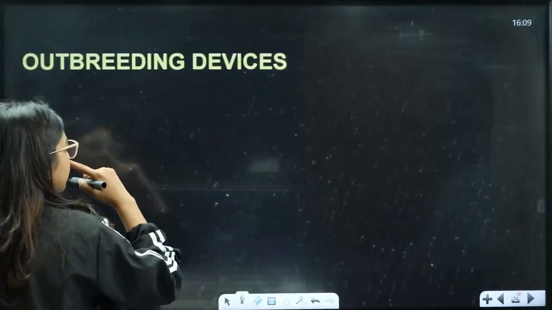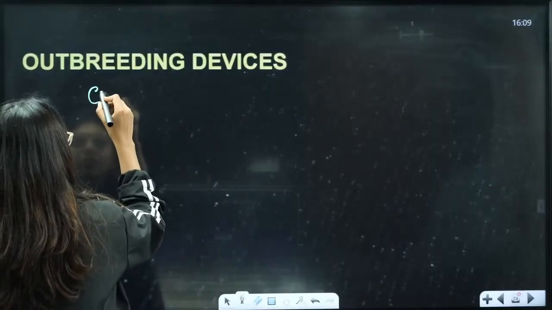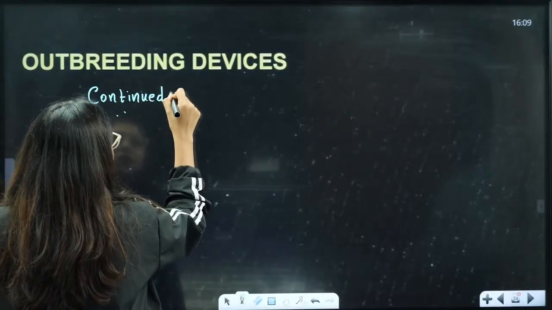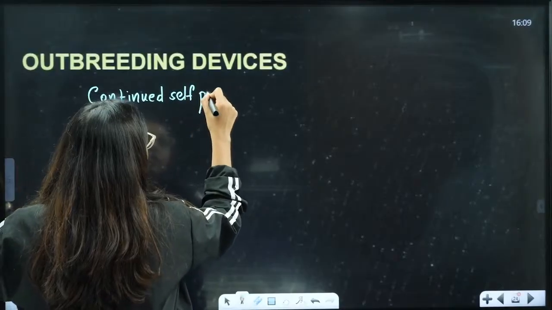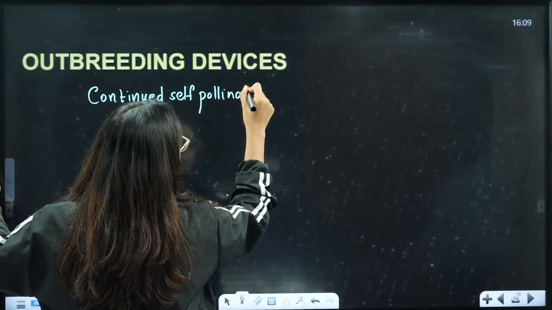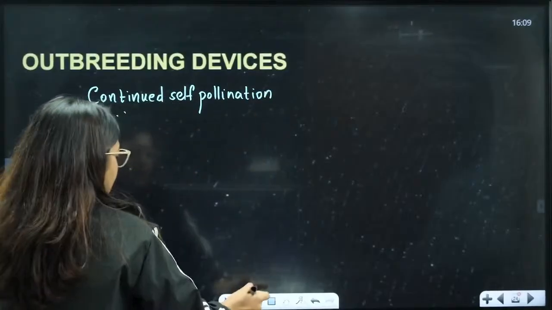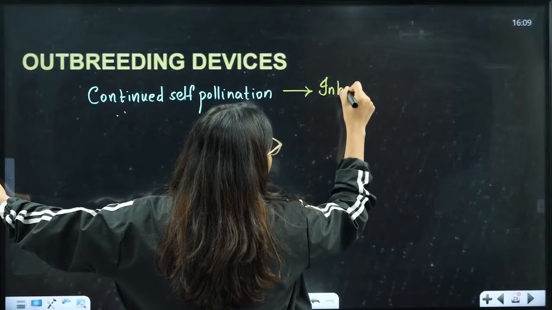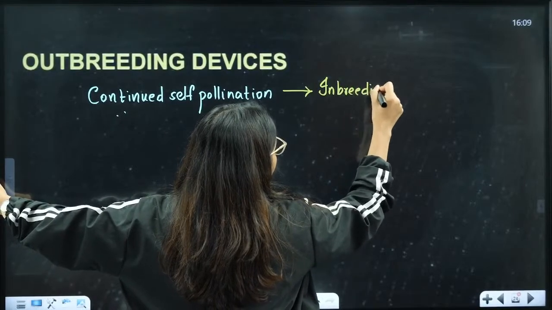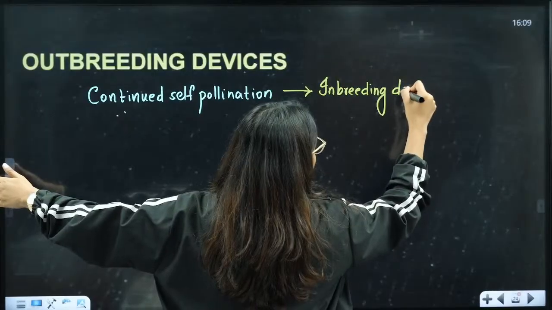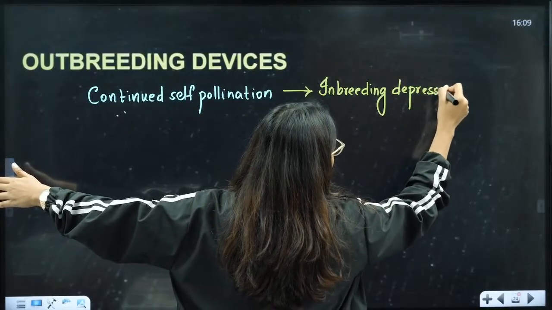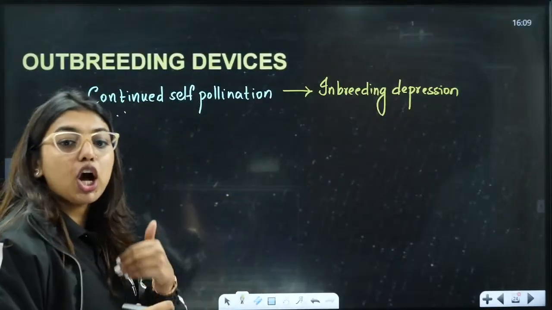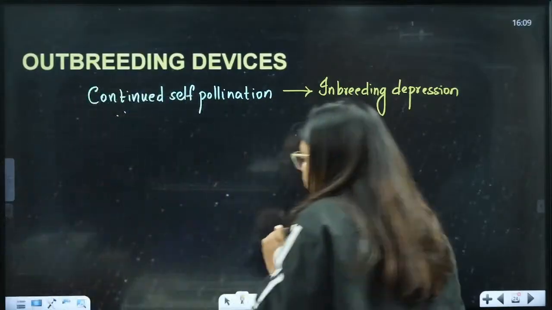Outbreeding devices, students, because of continued self-pollination. Continued self-pollination leads to something called inbreeding depression. Inbreeding depression. Okay, to avoid this inbreeding depression, plants have some techniques.